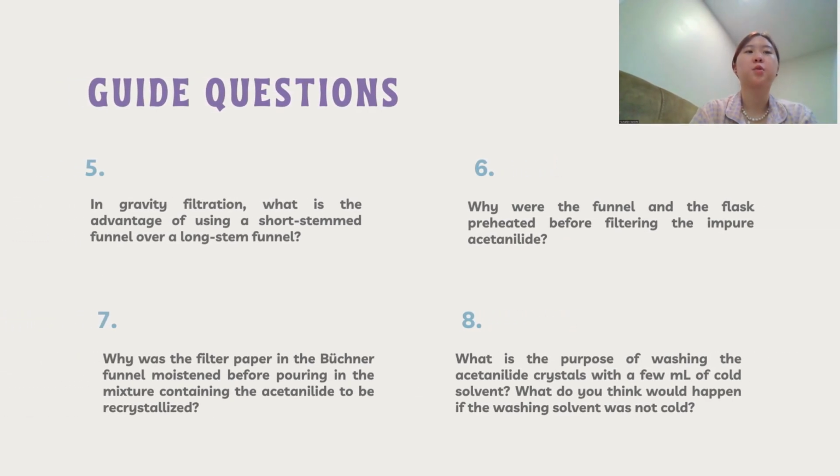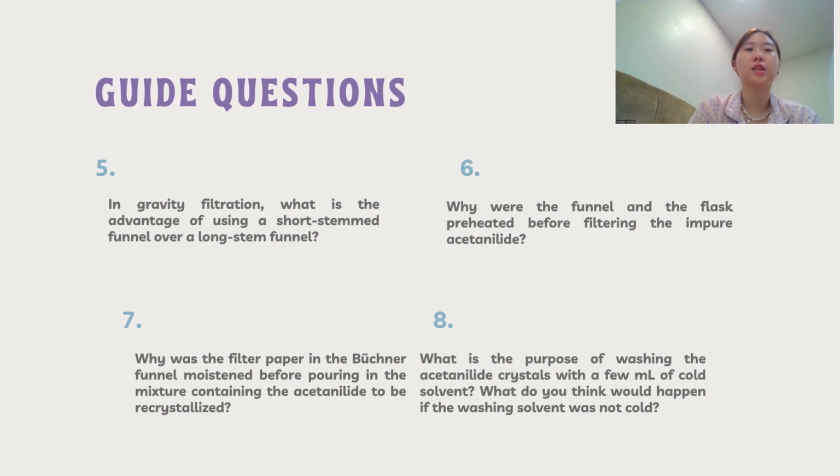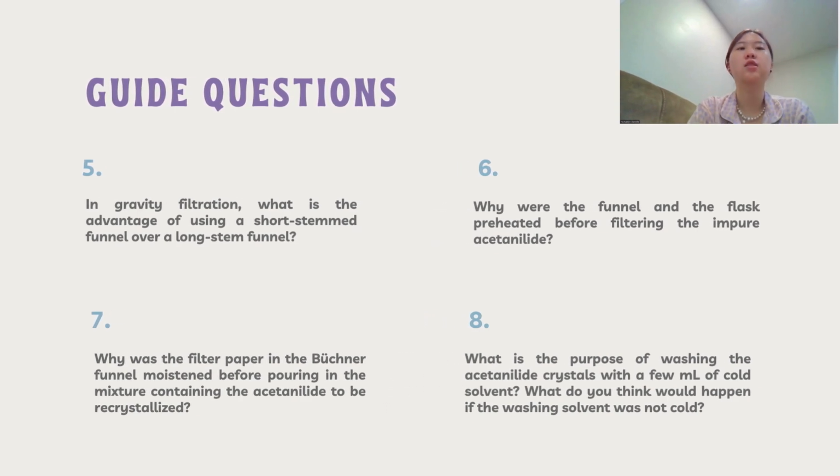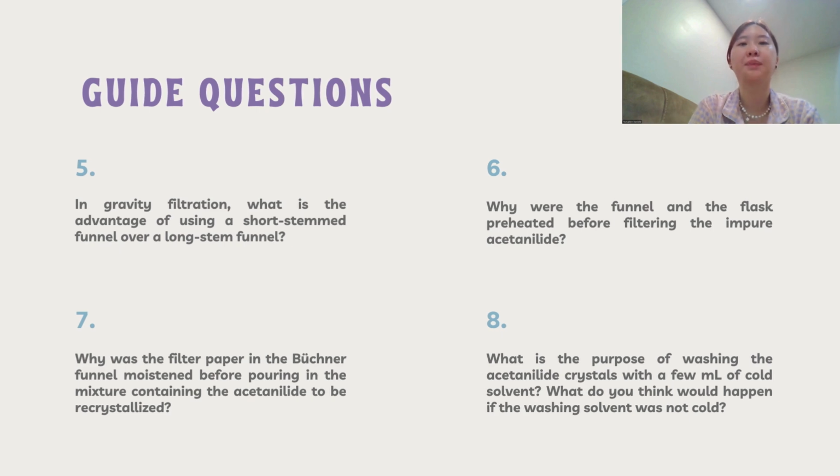The fifth question was, in gravity filtration, what is the advantage of using a short stem funnel over a long stem funnel? Using a short stem funnel would minimize the presence of premature crystals that can form on the stem of the funnel. For the sixth question, why were the funnel and the flask preheated before filtering the impure acetanilide? It is important to keep the gravity filtration setup warm to prevent premature crystallization in the stem of the funnel and in the filter paper.